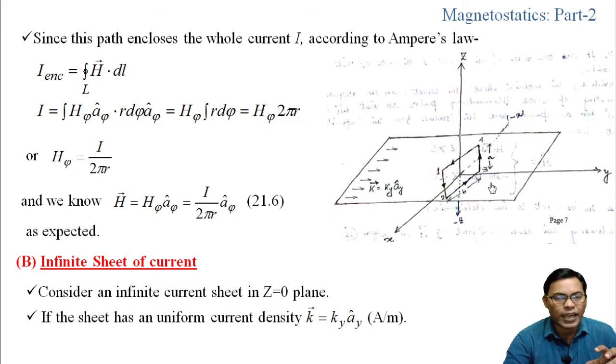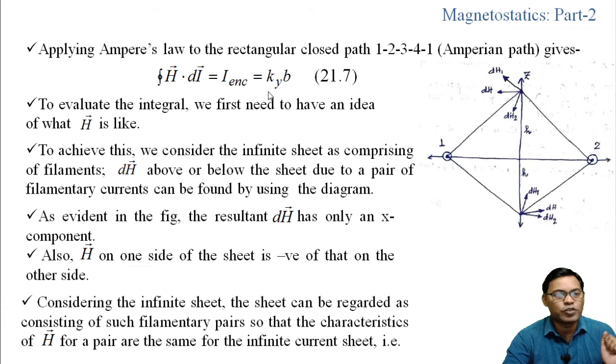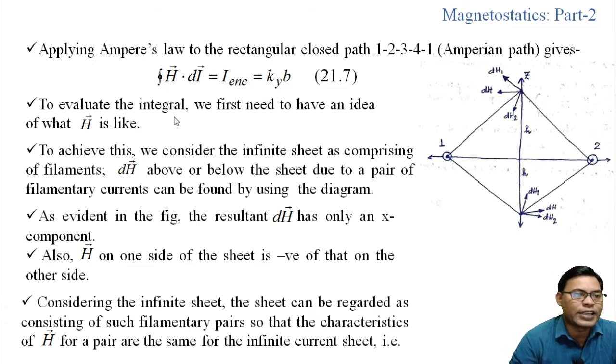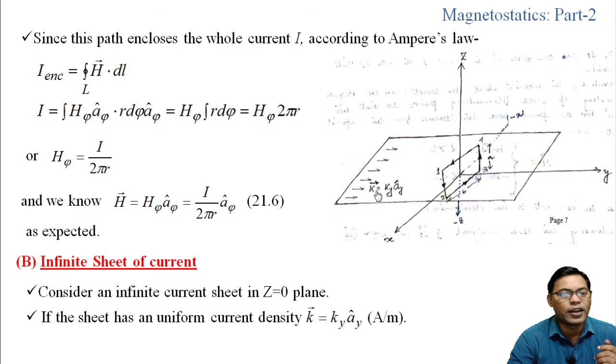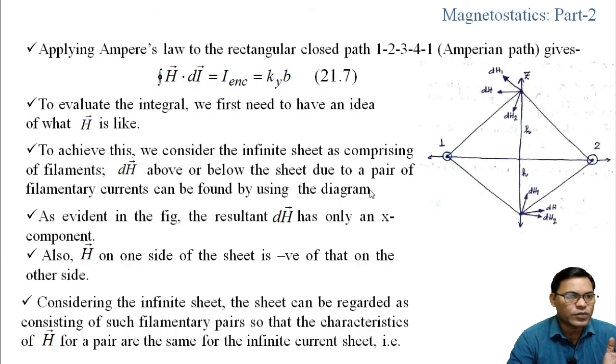So the total current enclosed by the Amperian path can be written as K into b, that is Ky magnitude into the length b. Now to evaluate the integral, we first need to have an idea of what H is like. So that means we need to know the nature of the H for this infinite sheet of current. To achieve this, we consider the infinite sheet as comprising filaments.